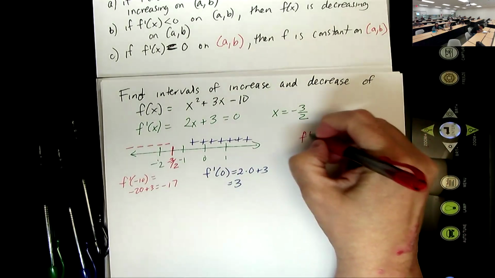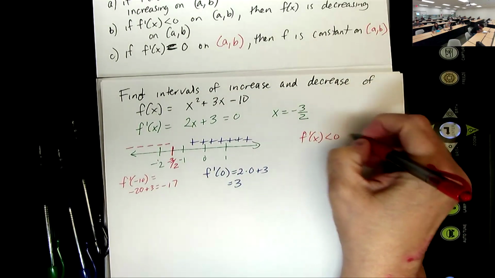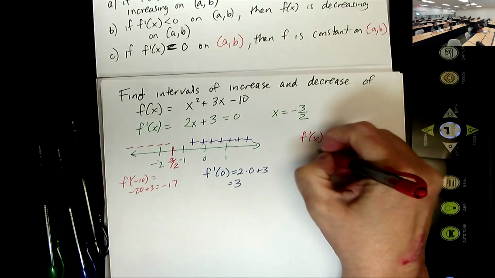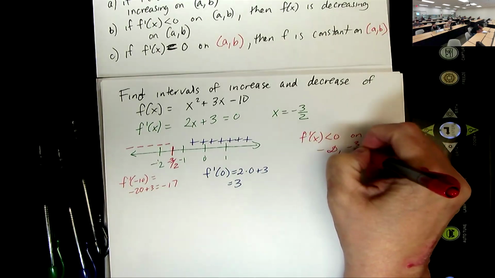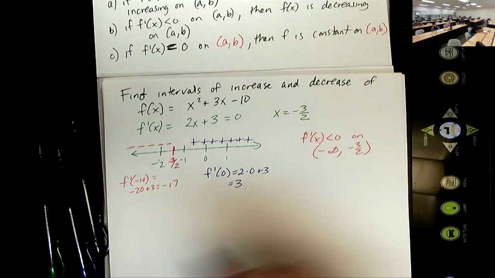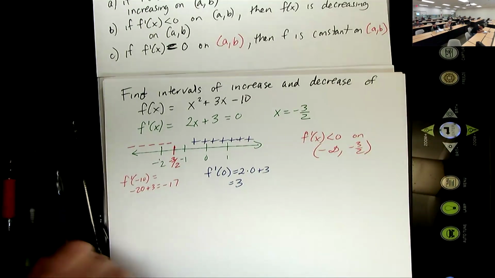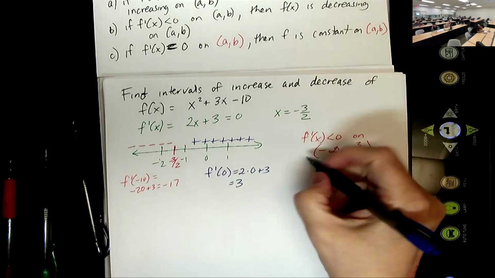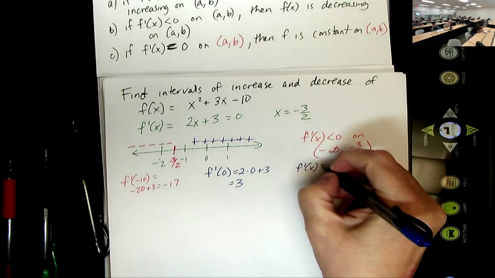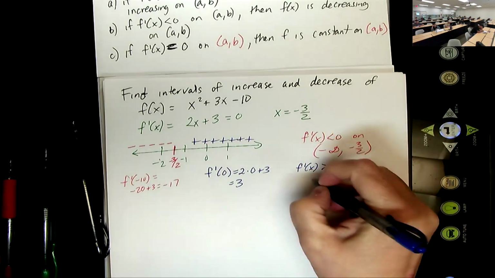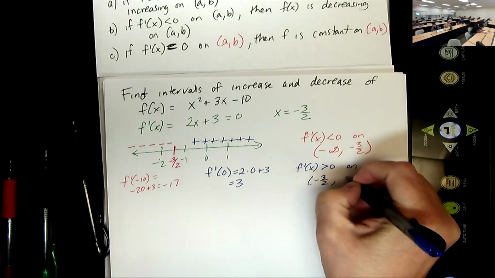So f prime of x is less than 0 on negative infinity up to negative 3/2. And f prime of x is greater than 0 on negative 3/2 up to positive infinity.